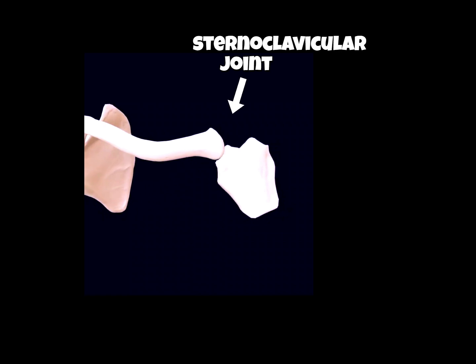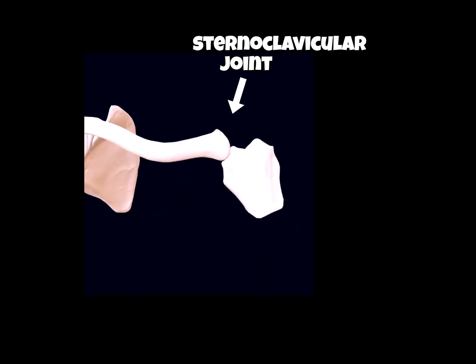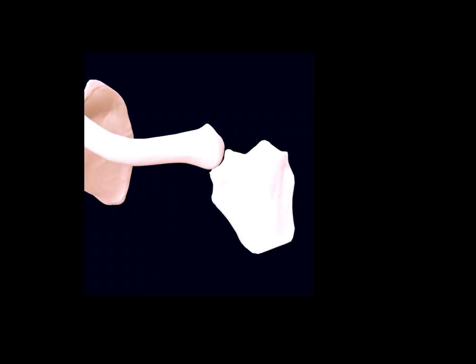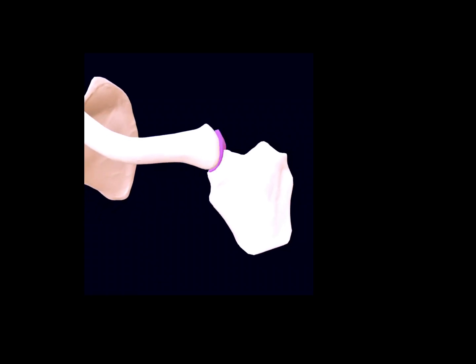Next, the sternoclavicular joint lies between the sternal end of the clavicle and the manubrium with the first costal cartilage. It is a synovial saddle type of joint with a fibrocartilaginous articular disc dividing it into two cavities. This joint allows elevation, depression, protraction, retraction, and limited rotation of the clavicle, giving the shoulder its foundational movement.